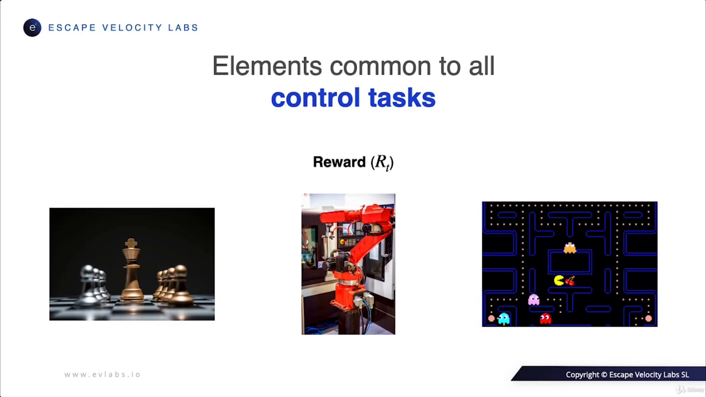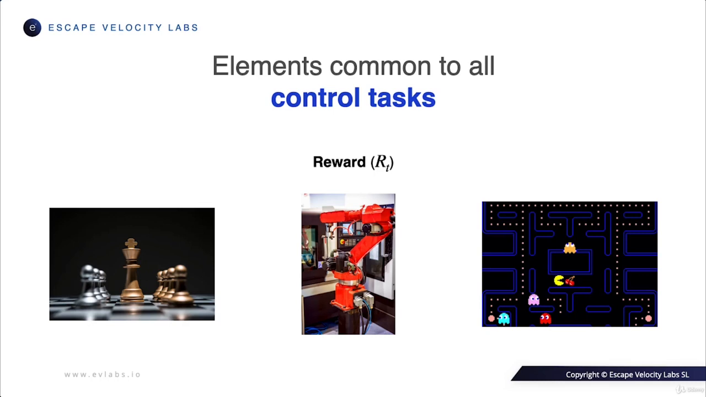In chess, the goal is to win the game. Therefore, when the player carries out a move that checkmates the opponent, the task must give it a positive reward. When it carries out a move after which the opponent will checkmate it, the task should give it a negative reward. And if the move doesn't end the game, the reward should be 0.